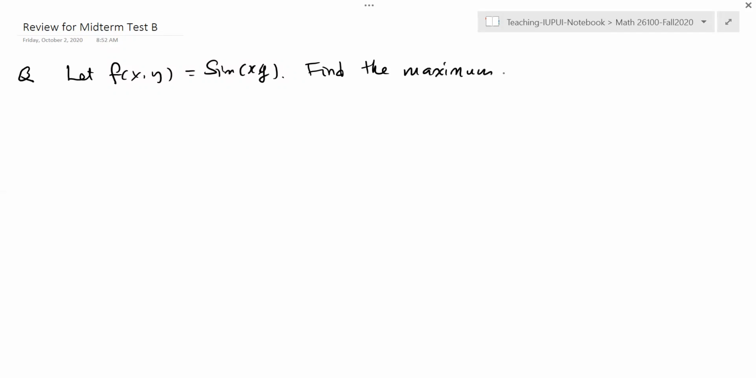So our next problem I want to discuss is about the maximum rate of change of a function. Okay. So let f of x, y equal sine xy, and we have to find out the maximum rate of change of the function f at the point (1, 0).